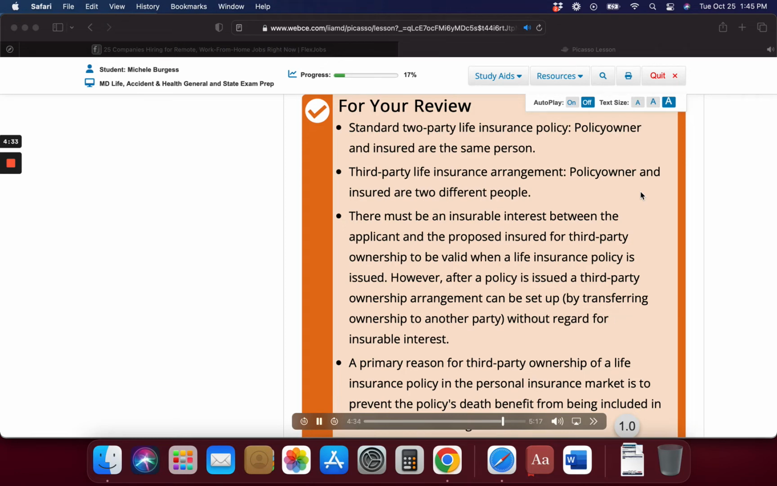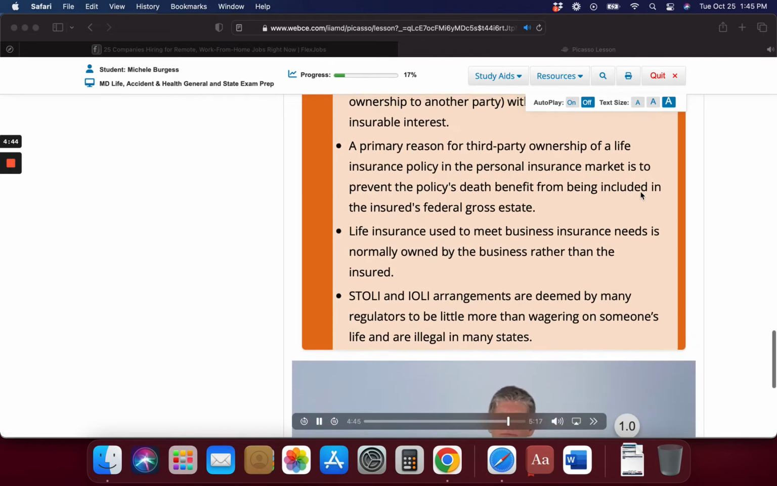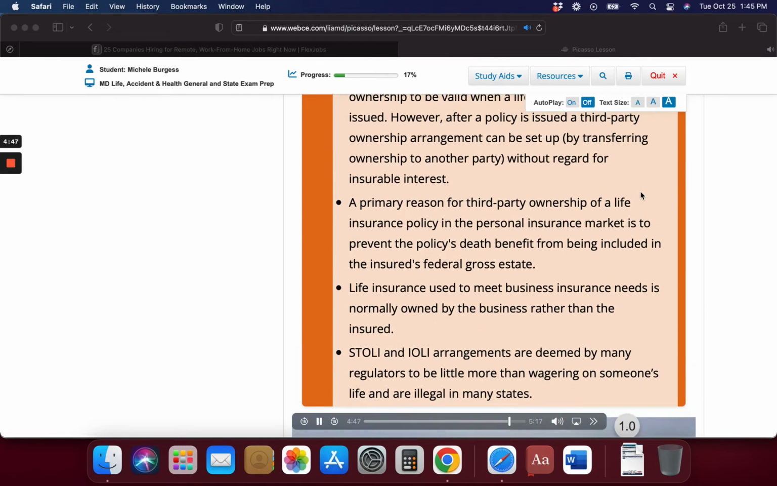However, after a policy is issued, a third-party ownership arrangement can be set up by transferring ownership to another party, without regard for insurable interest. A primary reason for third-party ownership of a life insurance policy in the personal insurance market is to prevent the policy's death benefit from being included in the insured's federal gross estate. Life insurance used to meet business insurance needs is normally owned by the business rather than the insured.